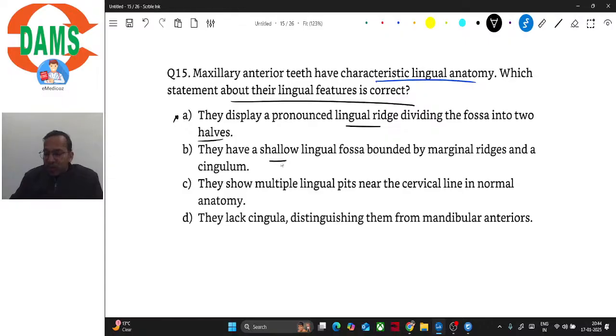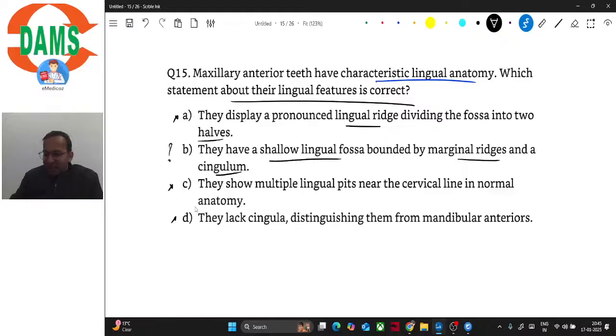They have a shallow lingual fossa bounded by marginal ridges and a cingulum. So yes, they have a lingual fossa and it is bounded by marginal ridges. It might be shallow, we do not know, right? So let's put a question mark. They show multiple lingual pits near the cervical line and normal band. This definitely isn't it, because there are not multiple pits. If at all, there will be a single lingual pit, and it is commonly found on the maxillary lateral incisor. It is not found on all the anteriors, right? They lack cingula.